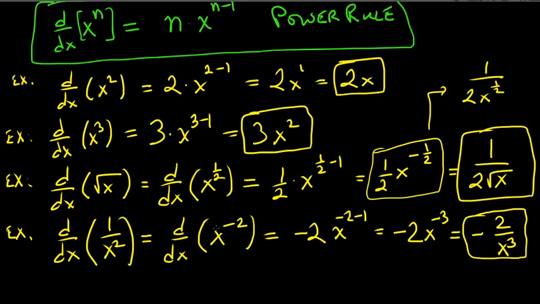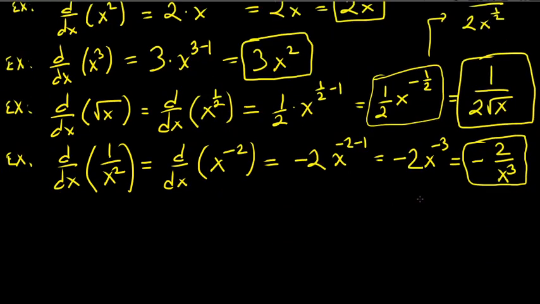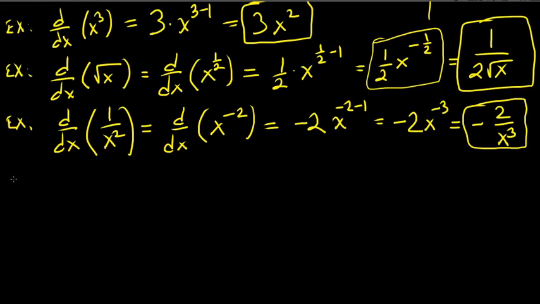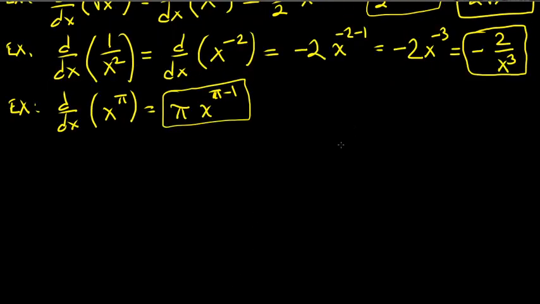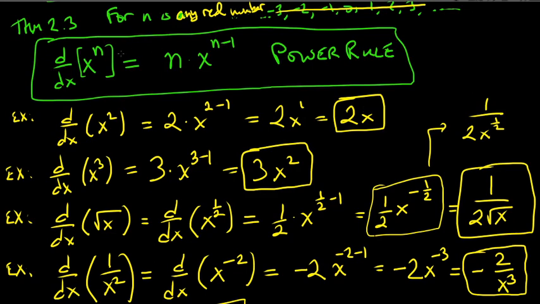The exponent can be positive, negative, it can be fractions, it can be decimals, it can even be pi. So if you're taking the derivative of x to the pi, here n is pi, so n times x to the n minus 1 is pi times x to the power pi minus 1. I don't think we're going to be able to simplify that, so in this case, that's the answer. Kind of boring, but that's what it is. So you get the idea. You can use this for any exponent.